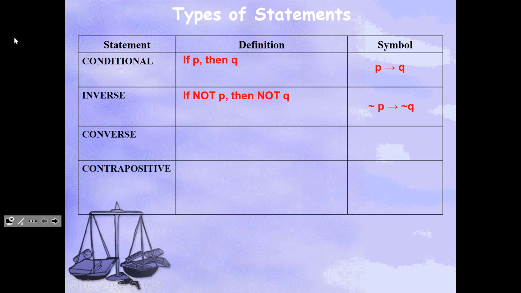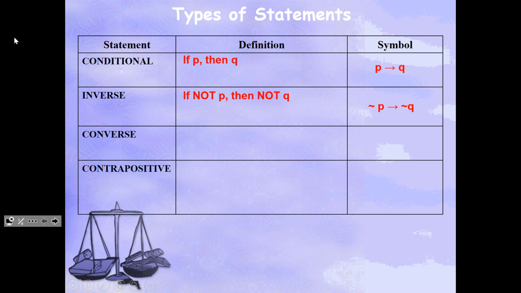Oh, sorry. We're going to go ahead and define all of these first. So an inverse has that negation that we talked about at the end of class yesterday. So remember, to negate something just means to say the word not. So the negation of your conditional would be if not P, then not Q. So your sentence would stay exactly the same. You just insert the word not into both your hypothesis and conclusion. Okay?